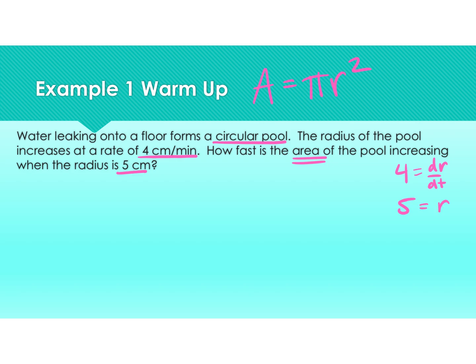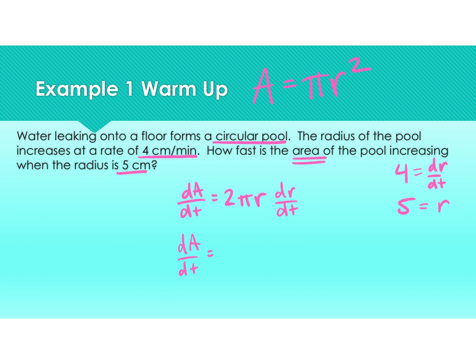So let's take our derivative. So dA over dt is equal to, what would our derivative of pi r squared be? So 2 pi r, what are we missing? dr over dt. Bless you. Now let's plug in everything. dA over dt is what we're looking for. We're looking for how fast the area is increasing.